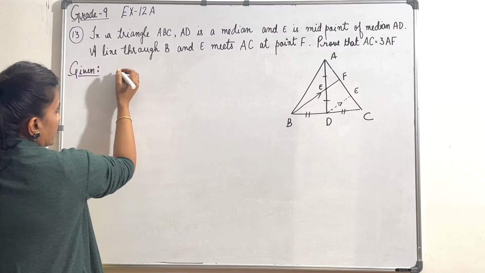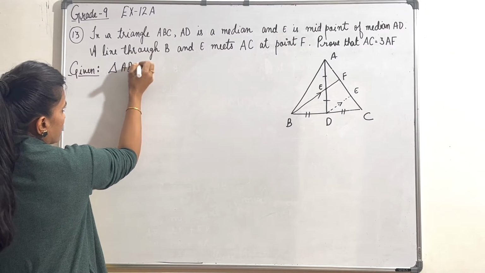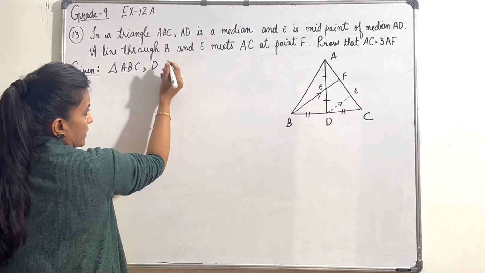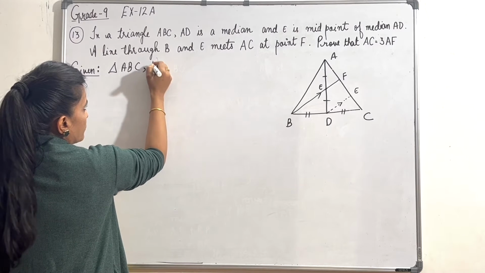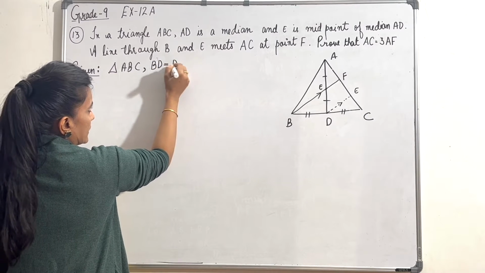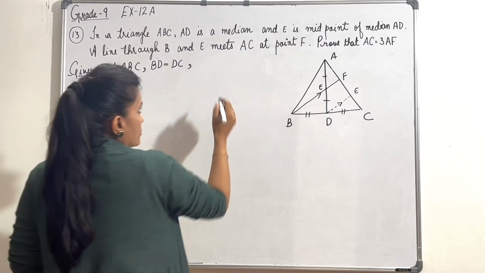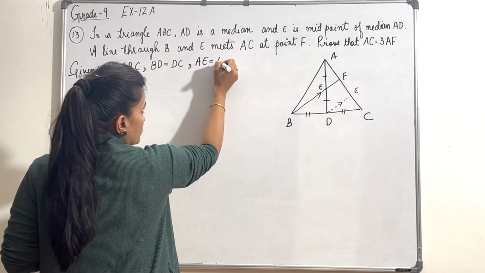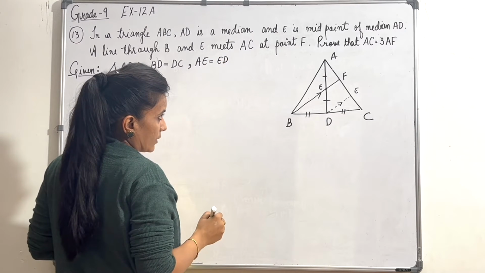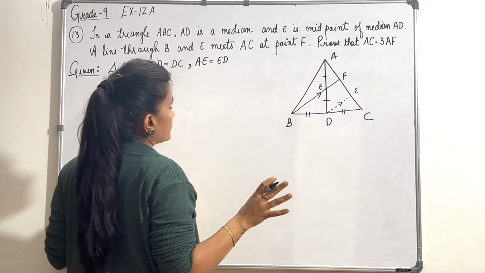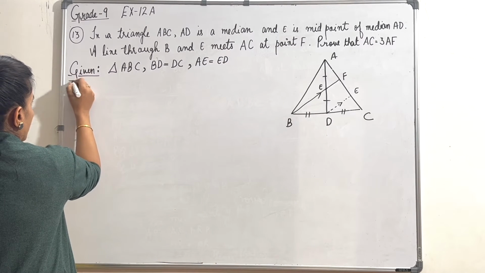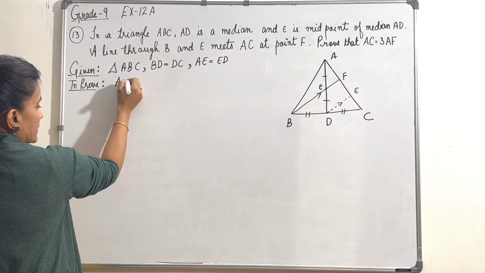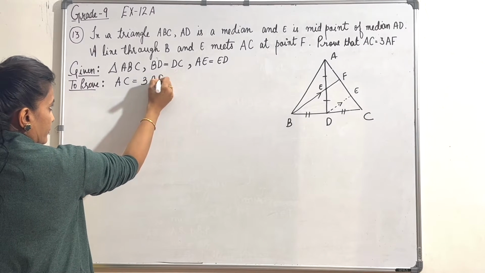So triangle ABC is there. Triangle ABC. D is the midpoint. Let's write BD is equal to DC. Also E is the midpoint of AD. So AE is equal to ED. What else is given? That's all, right? Now, what do you have to prove? You have to prove that AC is 3 times AF.